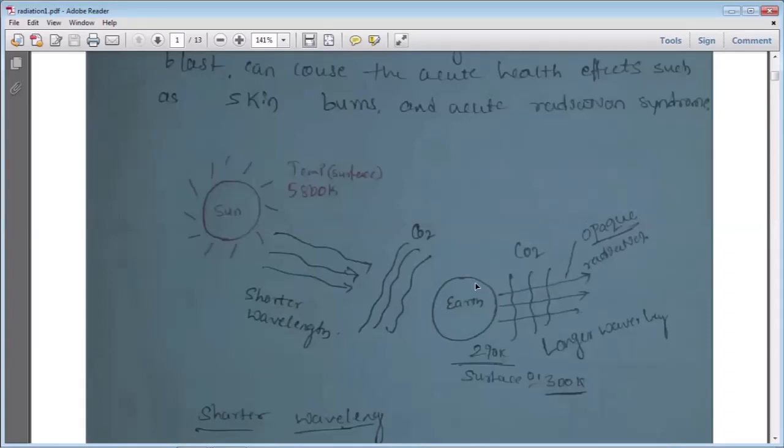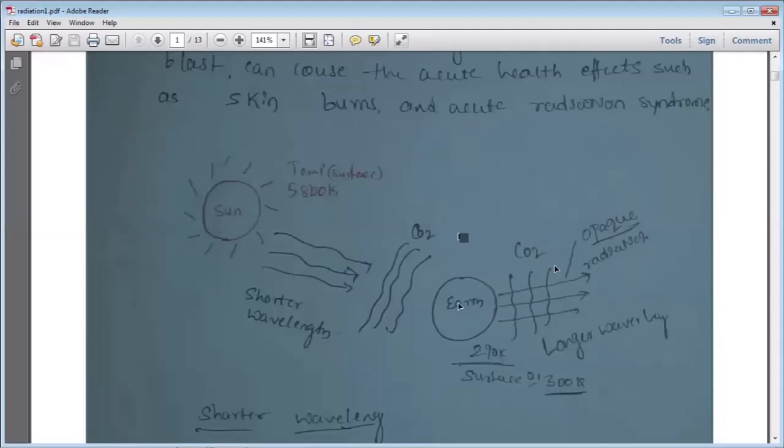Hence, the temperature of the earth increases, and the effect grows globally. That is called the greenhouse effect. We already discussed this in the previous semester also. The basic concept here is that CO2 acts as opaque to longer wavelength radiation. It does not allow any radiation to pass through it.